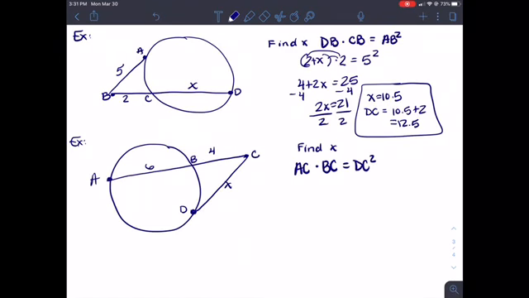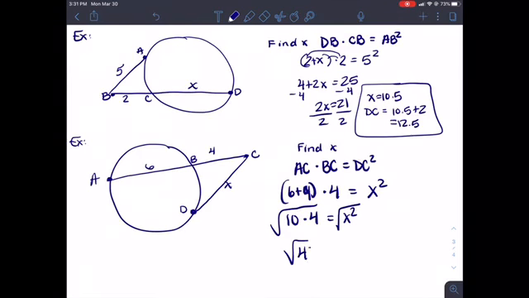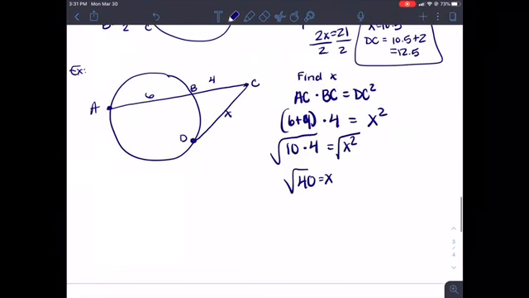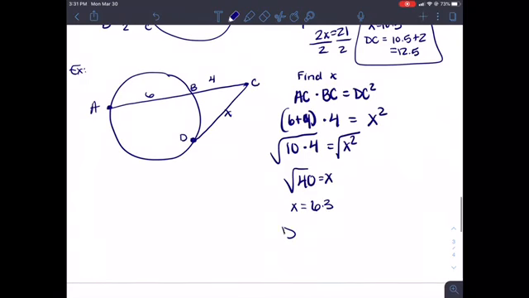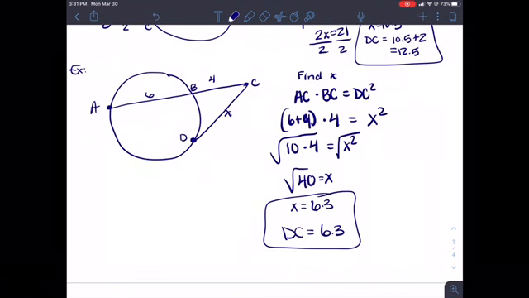We're going to do AC times, not plus, times BC is equal to DC squared. AC is 6 plus 4, times 4 is equal to x squared. So 6 plus 4 is 10 times 4 equals x squared. In order to get rid of a squared, you have to square root it. I square root both sides, and I get the square root of 40 is equal to x. When you square root 40, you get 6.3, so DC equals 6.3. That is how you use these theorems.